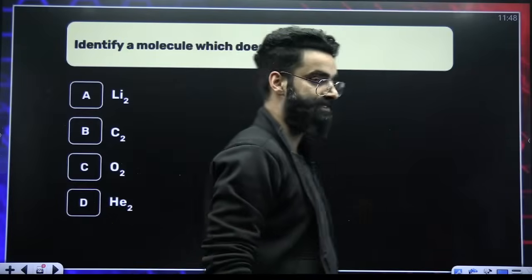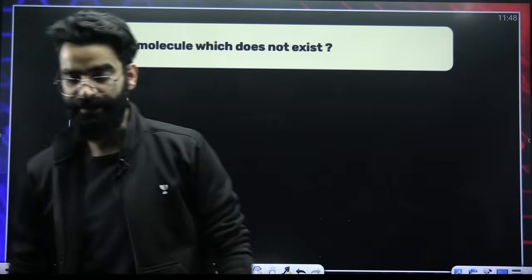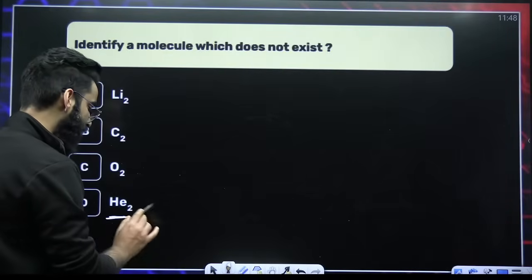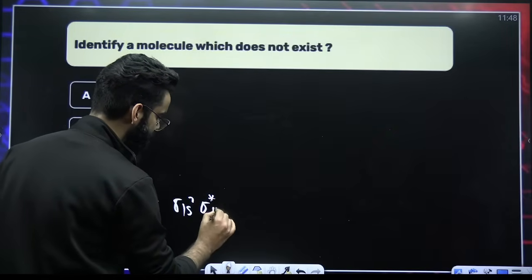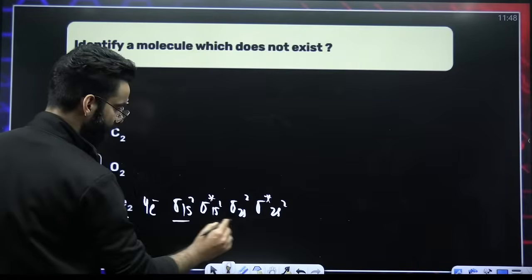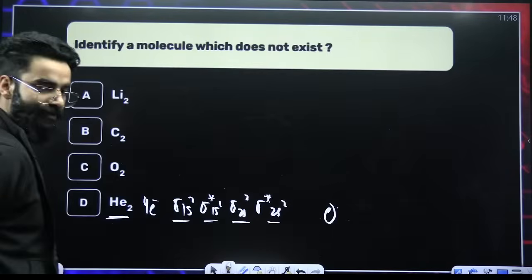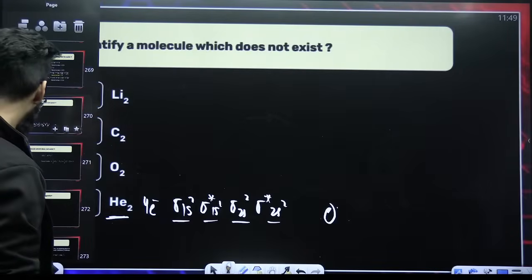Which of the following does not exist? Again, a similar type of question. Again, you'll be writing the molecular orbital configuration. If you talk about He2, there are a total of 4 electrons. Its molecular orbital configuration is sigma 1s2, sigma star 1s2, sigma 2s2, sigma star 2s2, right? So how many bonding electrons are there? 4 bonding, 4 anti-bonding. Bond order will be 0. Perfect. So bond order is 0 in the 4th case.